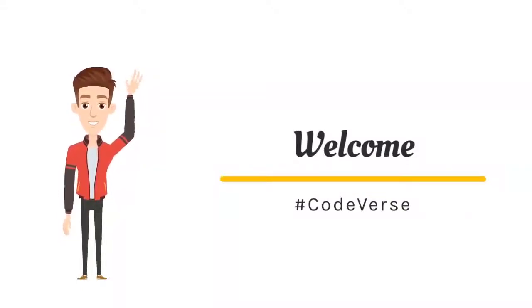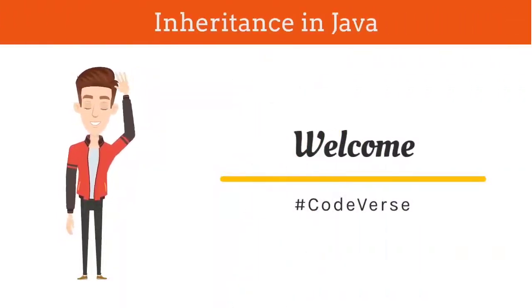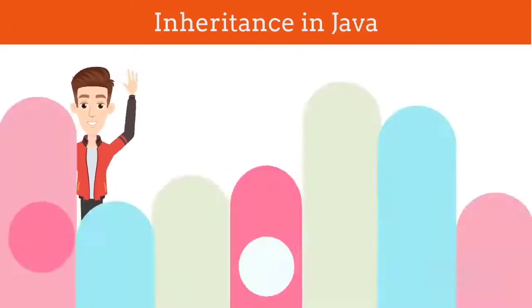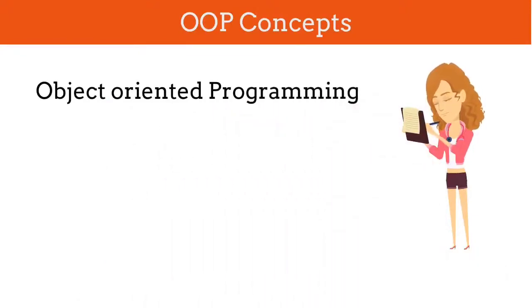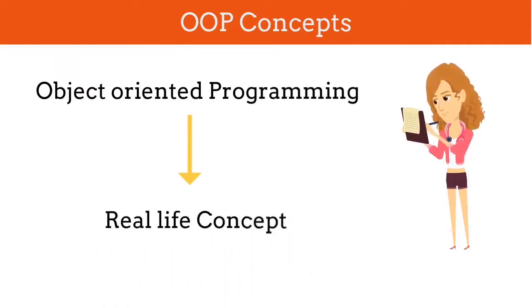In this video, we will understand the concept of inheritance with real life examples. We will also learn about the types of inheritance in Java. So let's get started. Object-oriented programming is invented to solve real life problems. So all the concepts in object-oriented programming are inspired by real life stories. Inheritance is also a concept that is taken from real life to solve complex problems in programming language.